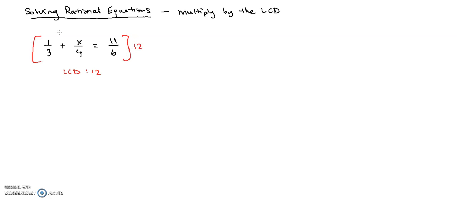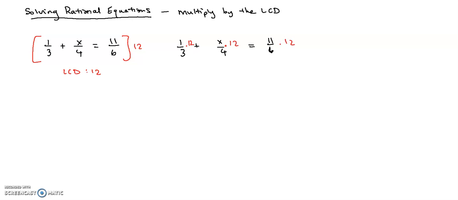And remember, when we multiply, we're going to distribute. So let me rewrite this. We're going to have this and this. So we're going to multiply everything. Let me do it on the other side. We're going to multiply everything by 12. Multiply by 12, multiply by 12, multiply by 12.